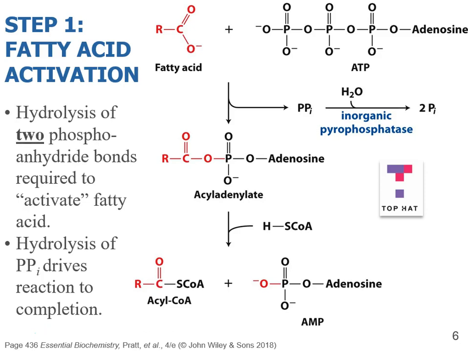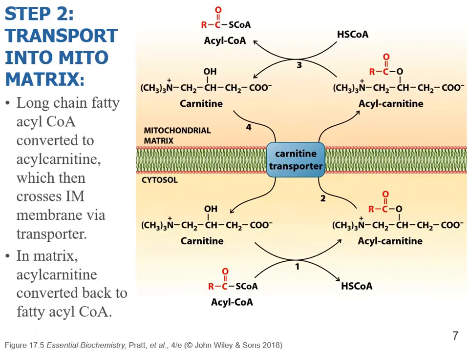So we do need 2 phosphoanhydride bonds, so the hydrolysis of this pyrophosphate right here drives the reaction to completion. So what happens next? Well, the fatty acyl-CoAs are generated in the cytosol, so that's where we are down here. But beta oxidation takes place in the mitochondrial matrix, so that means we have to get the fatty acyl-CoAs from the cytosol into the mitochondrial matrix. So the carnitine transporter is going to help us out.